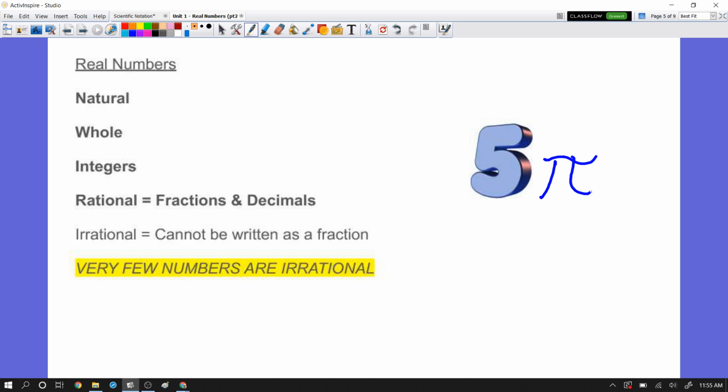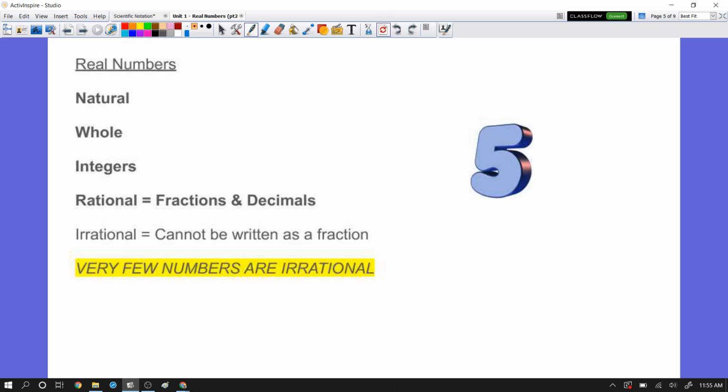So if you have pi and it's irrational and you multiply it by 5, it's still irrational. So just know that if you have something irrational and you multiply it or divide it by anything, it's not going to make it rational. You can't make something irrational rational. Let's put it that way. So if you have anything including irrational numbers, it will remain irrational. So this is irrational. It fits in the real number system.